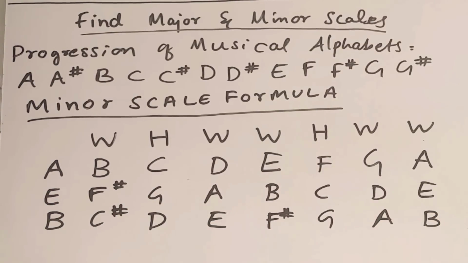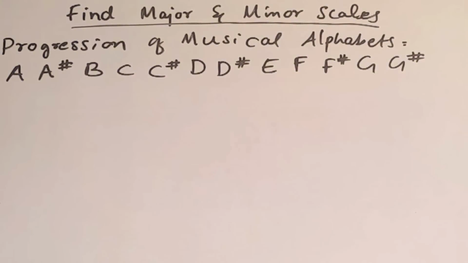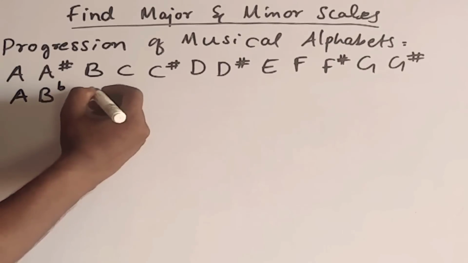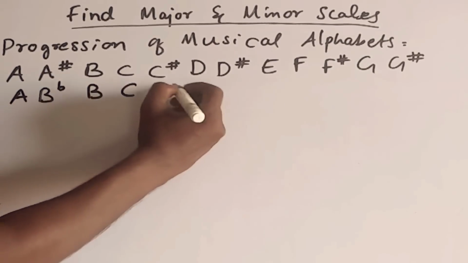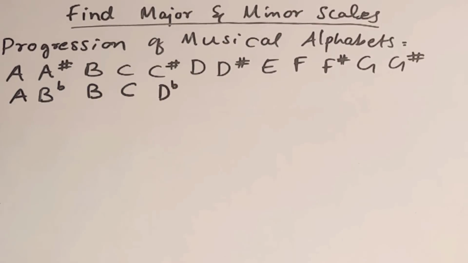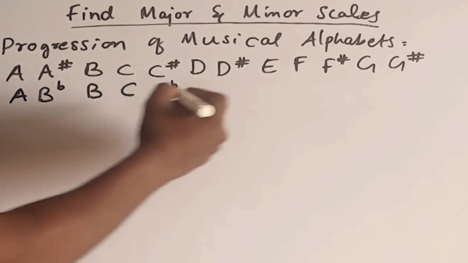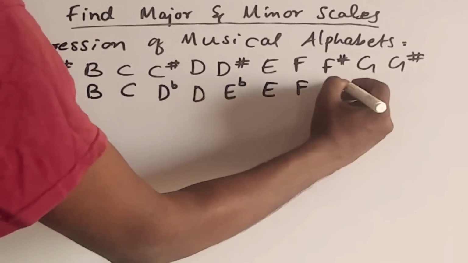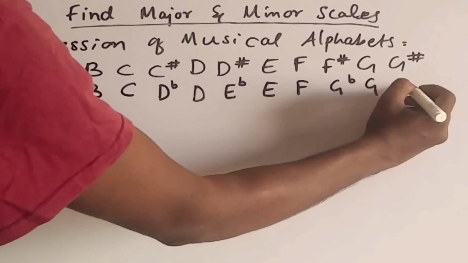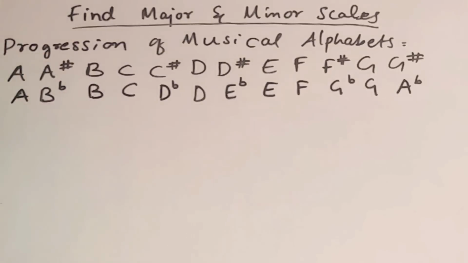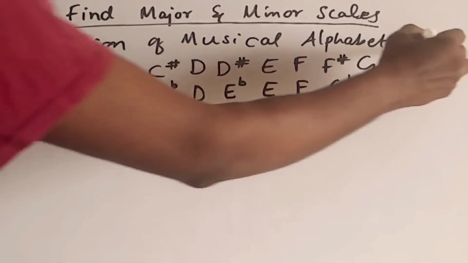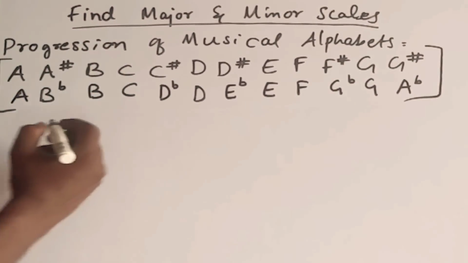Okay, to find the next scale, which is the F minor scale, we need to write down the flats on the progression of musical alphabets. Come on, let's do that. A sharp is a B flat. Everywhere you see a sharp, you need to give it a flat name, which is a C sharp will be a D flat, a D sharp is an E flat, an F sharp is a G flat, and a G sharp is an A flat. The scale that we're going to find out now has flats in it, and so finding out the progression of musical alphabets in flats is very important.